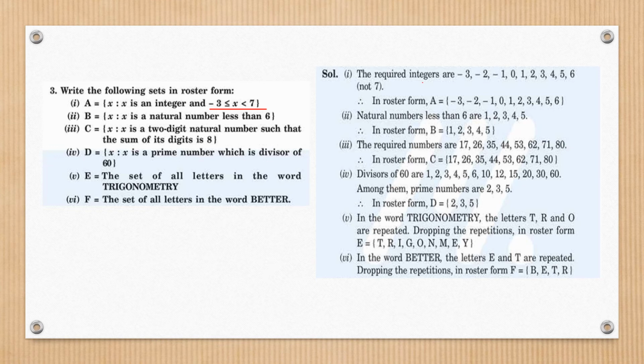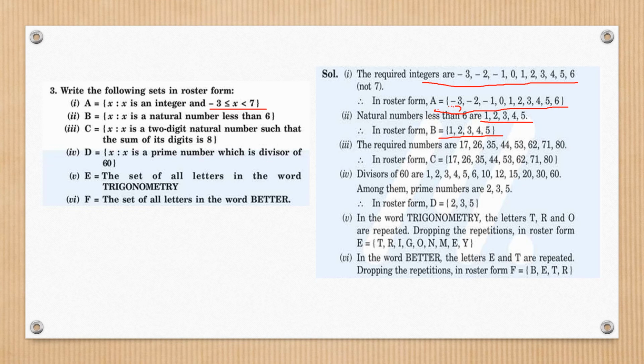So the required integers are -3, -2, -1, 0, 1, 2, 3, 4, 5, 6. So in roster form, I need to write x is an integer and x is lying between this. Okay. So I think you should mention here, you have to put the 3 dots. Okay. Then comma, and then -3, -2, -1 will start. Okay. Next is x is a natural number less than 6. So you know natural numbers less than 6 are 1, 2, 3, 4, 5. So in roster form it will be listed as {1, 2, 3, 4, 5}.